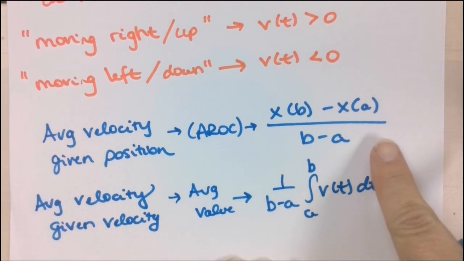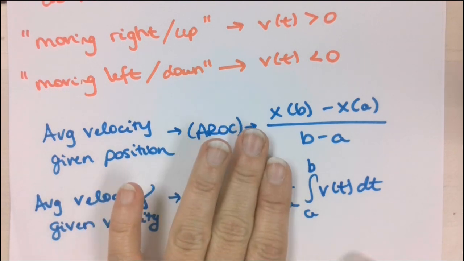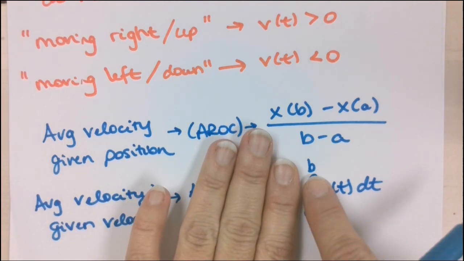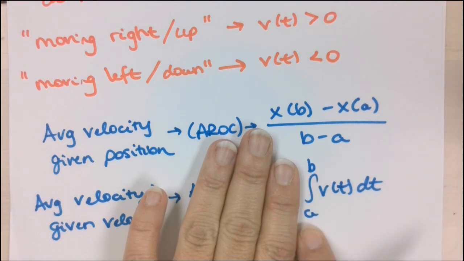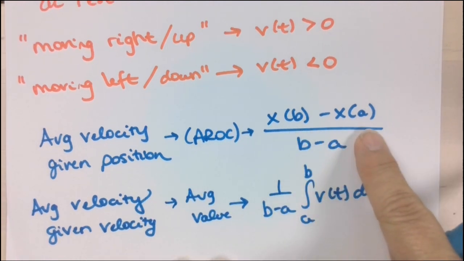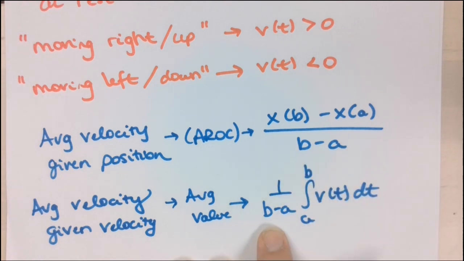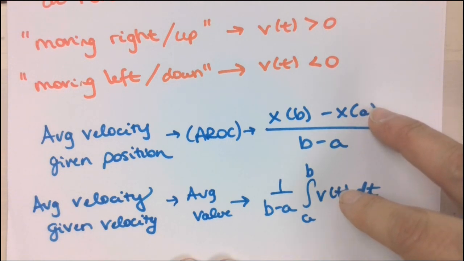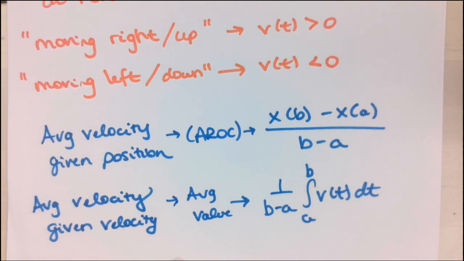If you think about it, this is actually equal to the formula that we have above, because if I integrate velocity from a to b, it gives me the position at b minus the position at a, which would be x of b minus x of a. And then we divide by b minus a. So really these are the same formula. It just depends on what information we have as to how we're going to find these things.